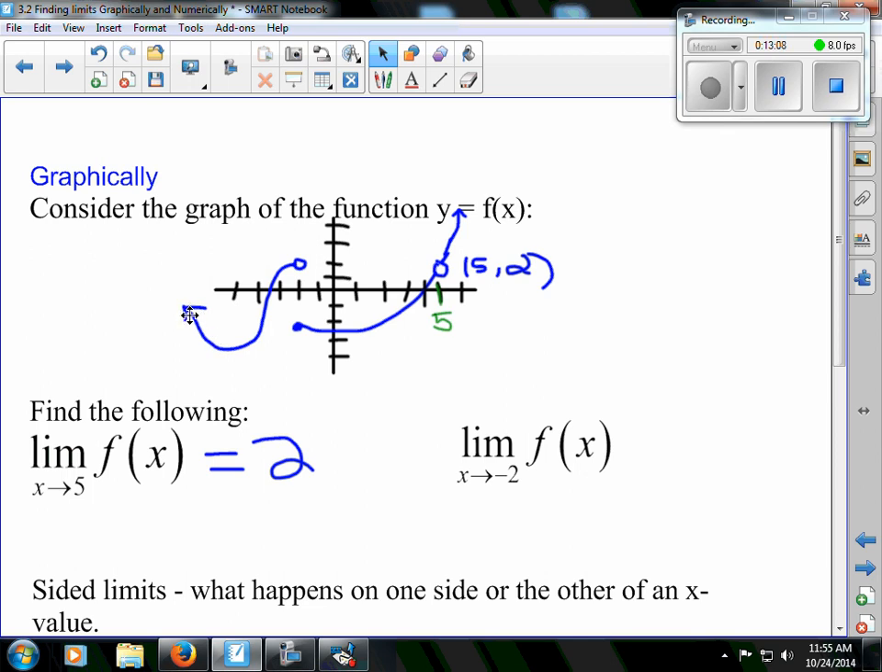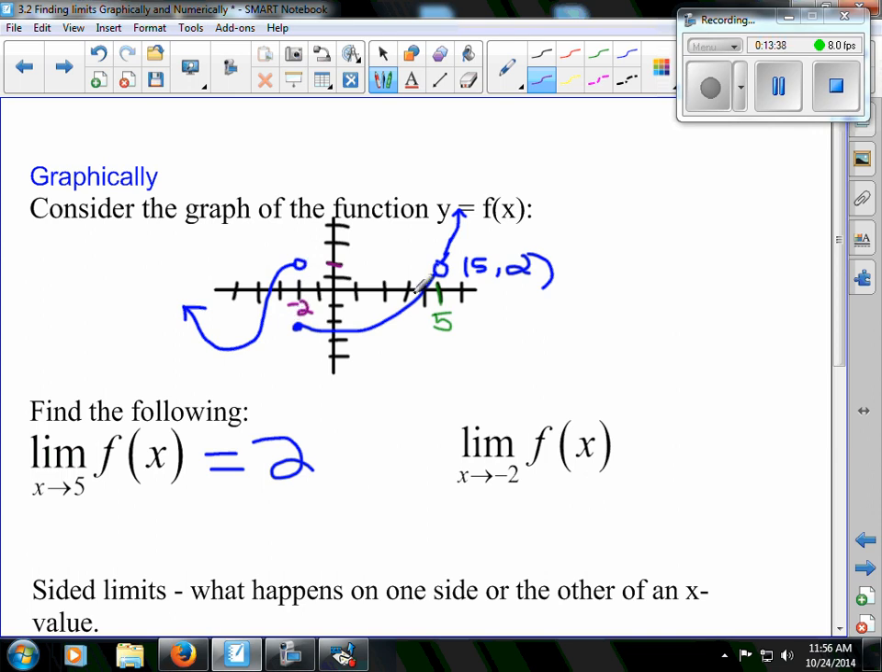I am traveling along the left road of negative 2. So as I approach negative 2, right here, here's negative 2. Since I live left of negative 2, I'm following this road towards where x is negative 2. I end up at 2. If I approach along the left road to negative 2, I end up at 2.